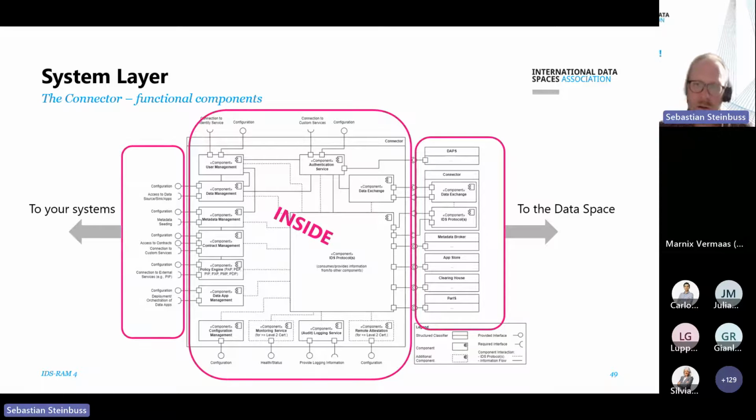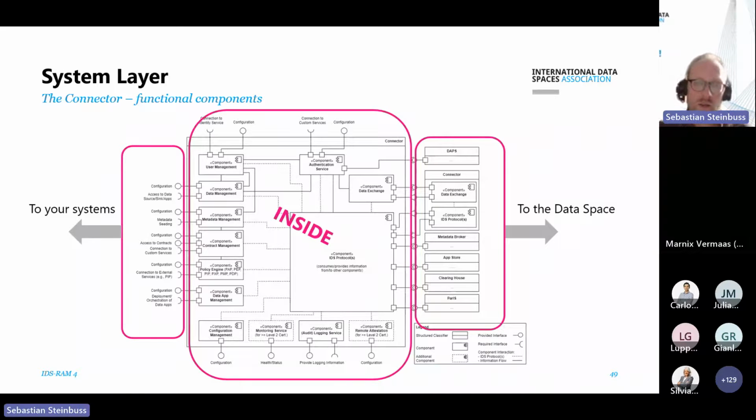We have on the right side all the interfaces towards the data space. So you have to think about identity management that you need to implement, connection to a metadata broker, to a clearinghouse, to participant information services, and so on. And of course, the practical data exchange itself toward the data space.